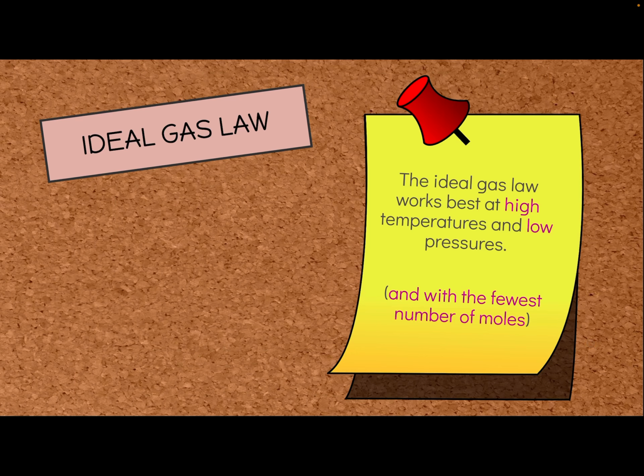Please note that the ideal gas law works best at high temperatures and low pressures. That is when gases behave in the most ideal manner and with the fewest number of moles possible. So obviously, the more gas molecules you have, the less likely they are to act as an ideal gas.